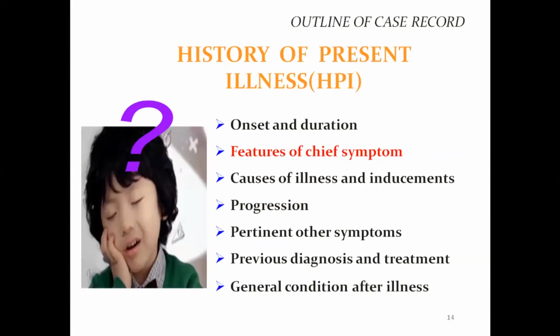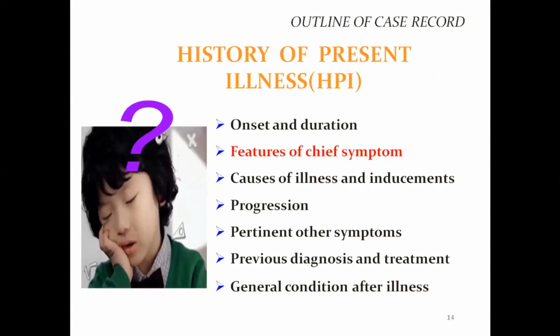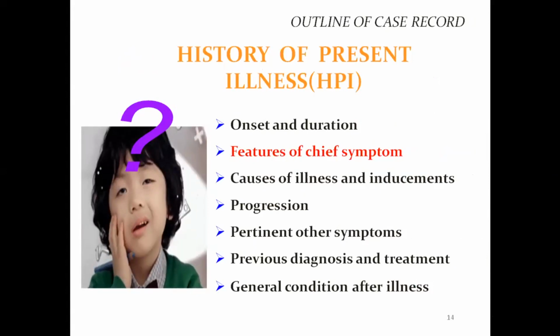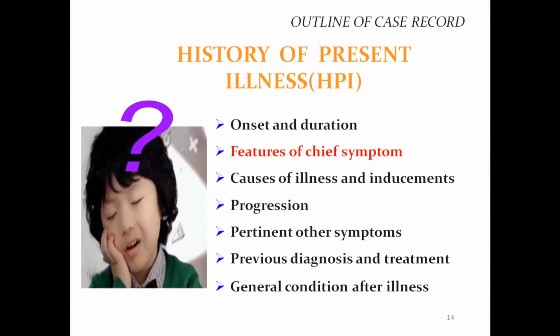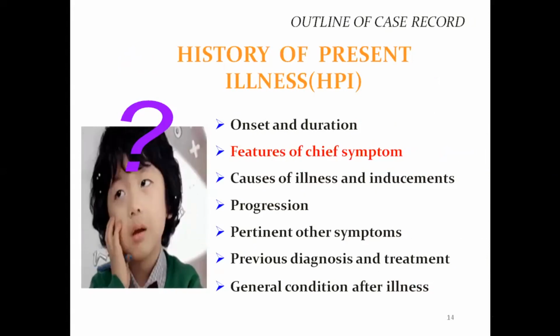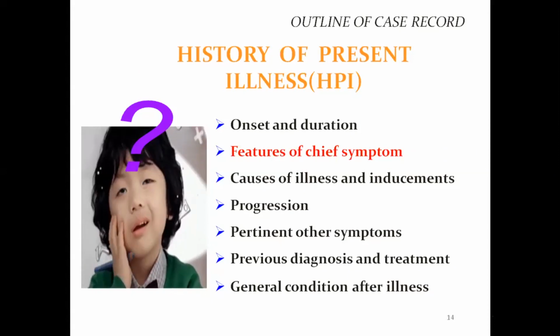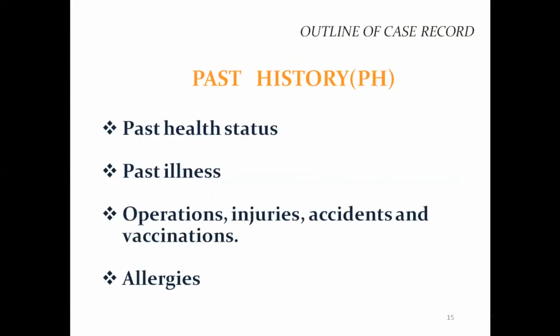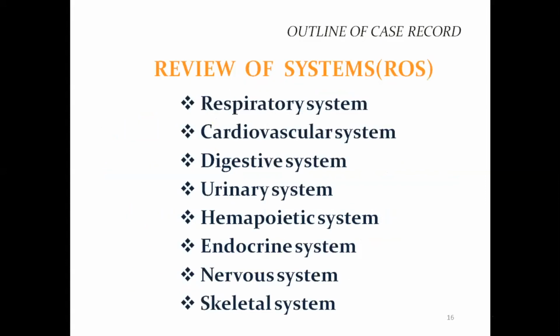And history of present illness is onset and duration, features of the chief complaint, causes of ailment and inducement, progression, pertinent other symptoms, previous diagnosis and treatment, and general condition after illness. We will not go into much detail because we have talked about this already. Past history: past health status, past illness, operation, injuries, accidents, vaccinations, allergy. All this you have to record. And review of system: these are the main systems that you have to review.